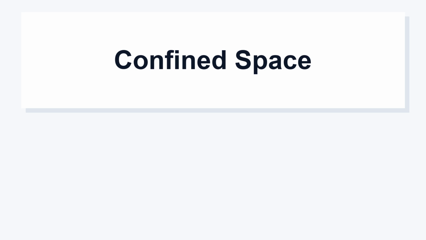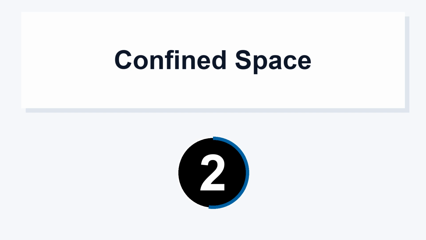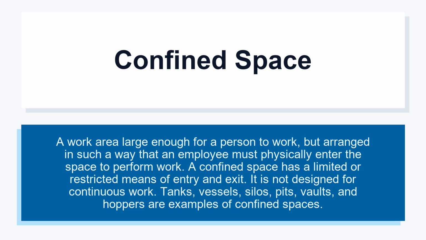Confined space: a work area large enough for a person to work, but arranged in such a way that an employee must physically enter the space to perform work. A confined space has a limited or restricted means of entry and exit. It is not designed for continuous work. Tanks, vessels, silos, pits, vaults, and hoppers are examples of confined spaces.